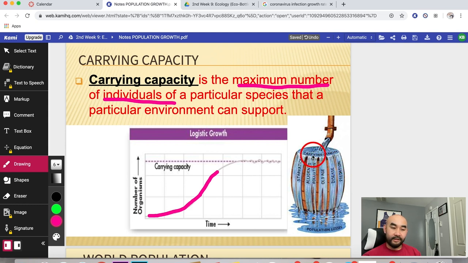Now, water will start to overflow to a point where it will hit carrying capacity, where the barrel cannot hold any more water. So let's say you have 5 gallons of water. You cannot fill up more than 5 gallons. So if you have any extra water, it has to overflow. And that's what we call carrying capacity, right?